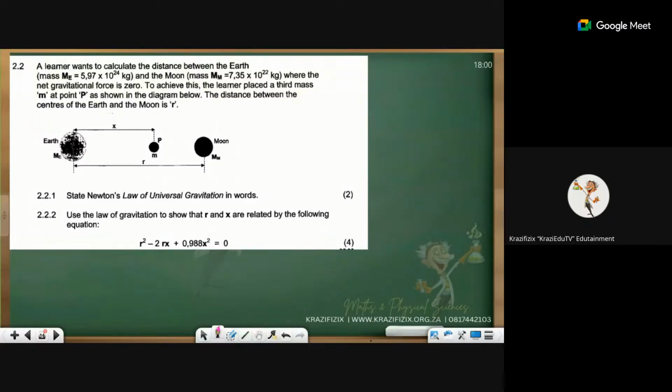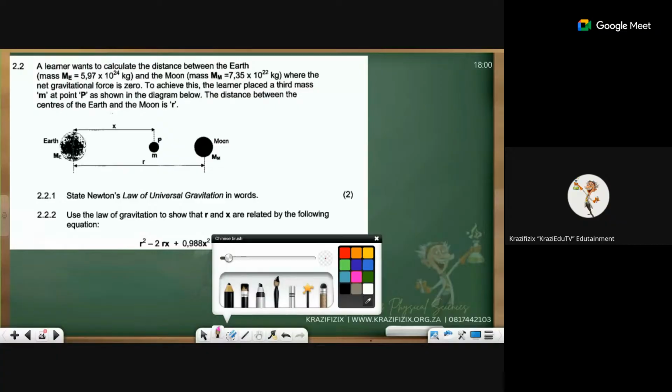Okay. In the diagram, the distance between the centers of the Earth and the Moon is R. Okay, lovely. State Newton's law of universal gravitation. Please, let's go learn the laws again. Every object attracts each other with a force that is directly proportional to the product of the masses and inversely proportional to the square of the distance between their centers. If you say between them, it's wrong. Between their centers. Okay, use the law of gravitation to show that R and X are related by the following equation. Okay, beautiful. Do we have a formula, by the way?